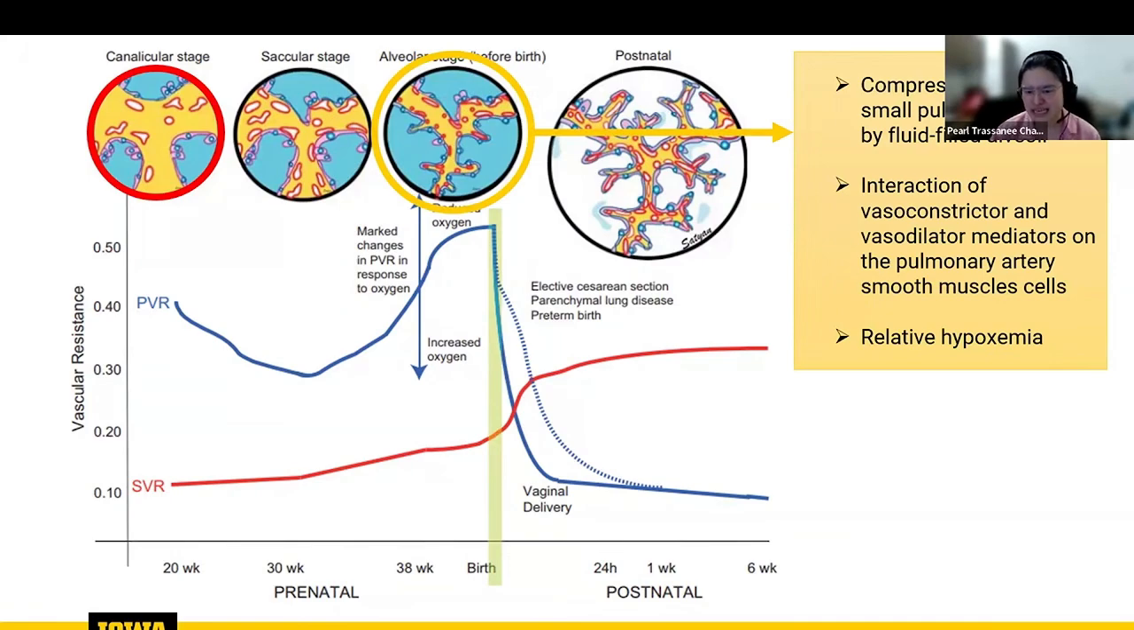Later, in the alveolar stage, during late preterm or early term gestation, there is a marked increase in the cross-sectional area of the pulmonary vascular bed. However, during this phase, the pulmonary vessels become more sensitive to vasoconstrictive mediators, such as relative hypoxemia, which then induces active pulmonary vasoconstriction and results in high PVR.